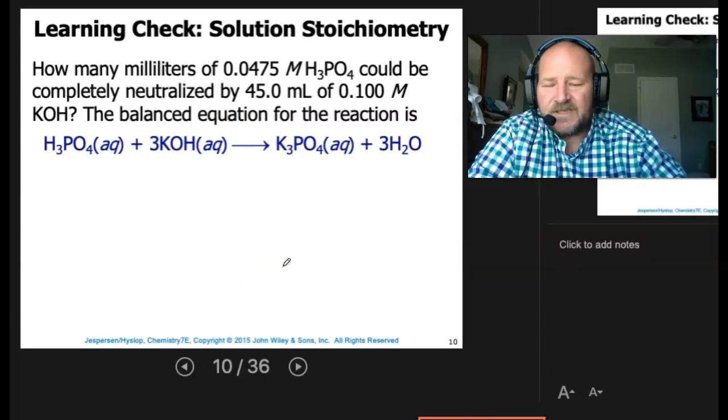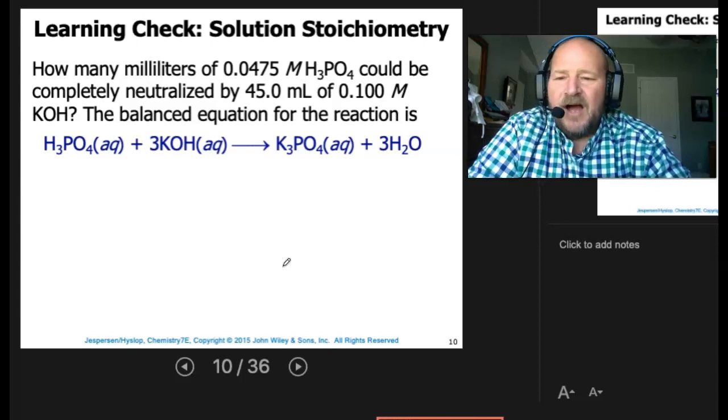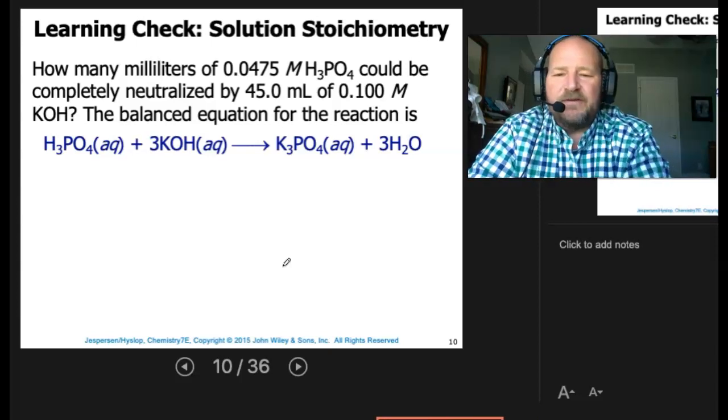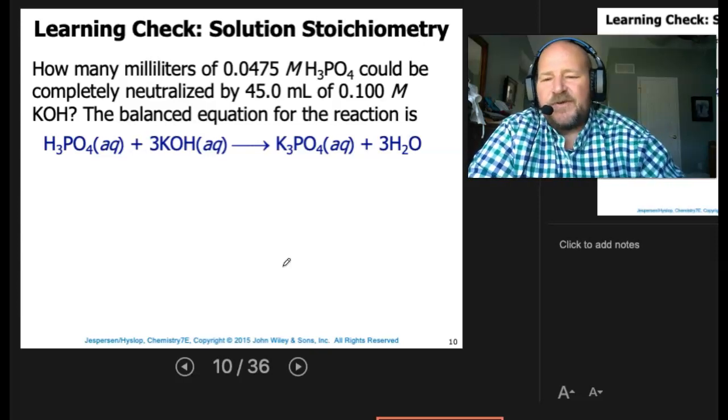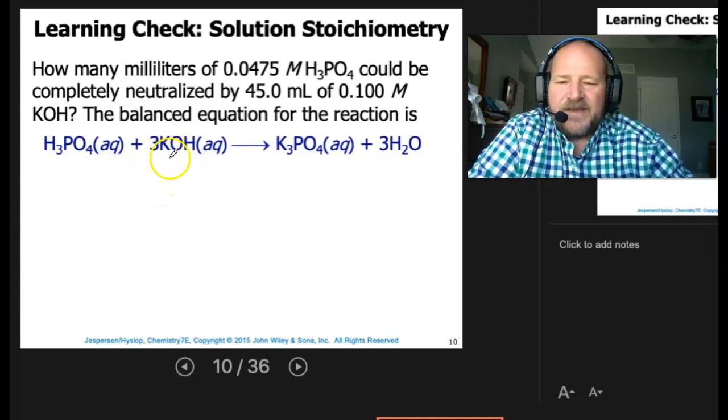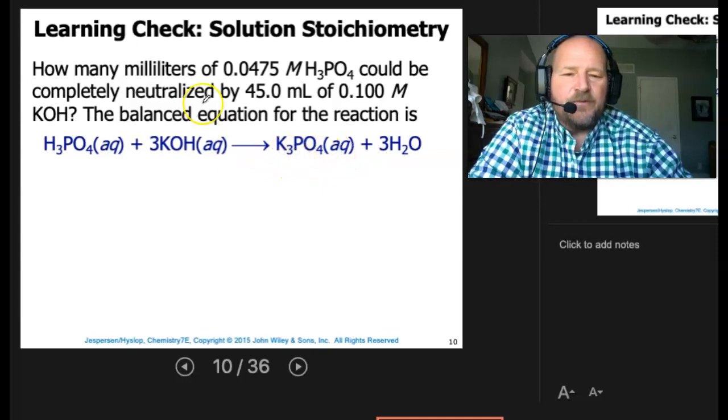So, solution stoichiometry problem. How many milliliters of 0.0475 molar H3PO4 could be completely neutralized by 45 milliliters of 0.1 molar KOH? And of course, the balanced equation for the reaction is this. Now remember, test day, you'll probably have to balance that reaction yourself as well as know the names instead of these formulas. So here we're going to take H3PO4, we're going to add 3 equivalents of KOH to neutralize it. That's going to give us K3PO4 and 3 waters.